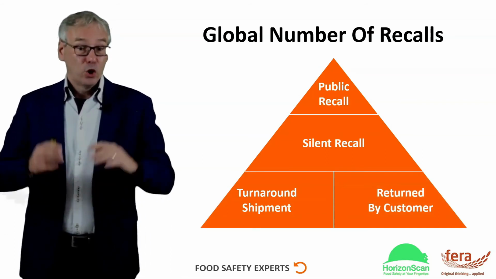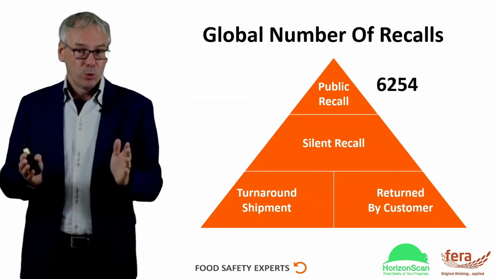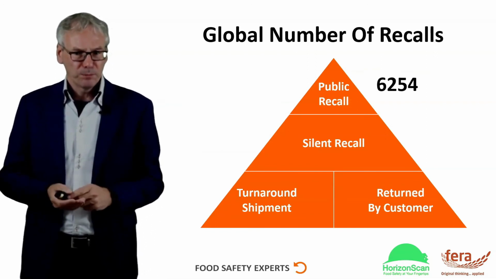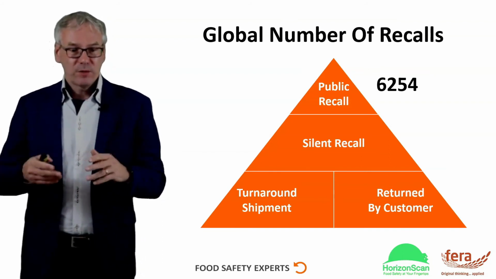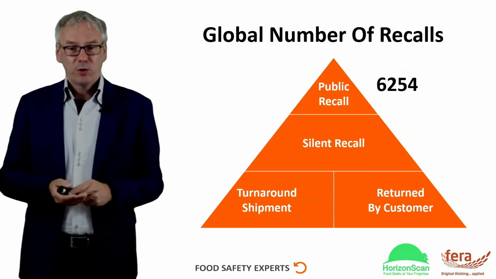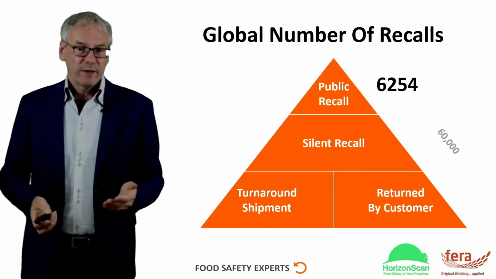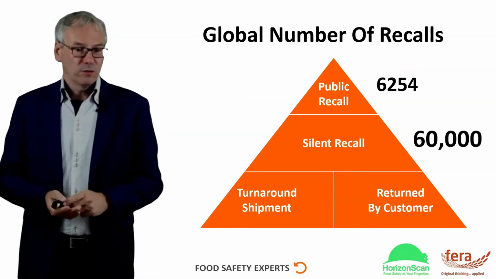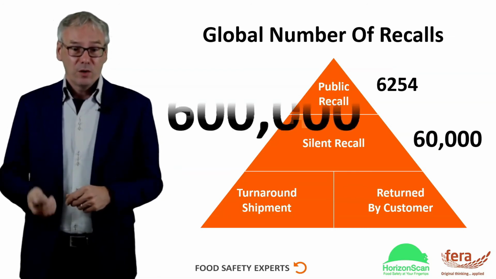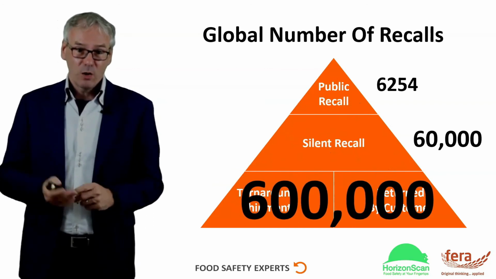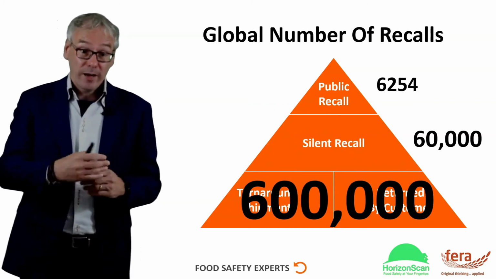Last year, globally, there were 6,254 public recalls done around the globe. And we know, although we don't have the exact numbers, that each level down in this pyramid, you need to multiply these numbers by 10. So this represents about 60,000 silent recalls globally around the world. And a whopping 600,000 products were returned from the customer, or shipments were actually diverted back to the factory.